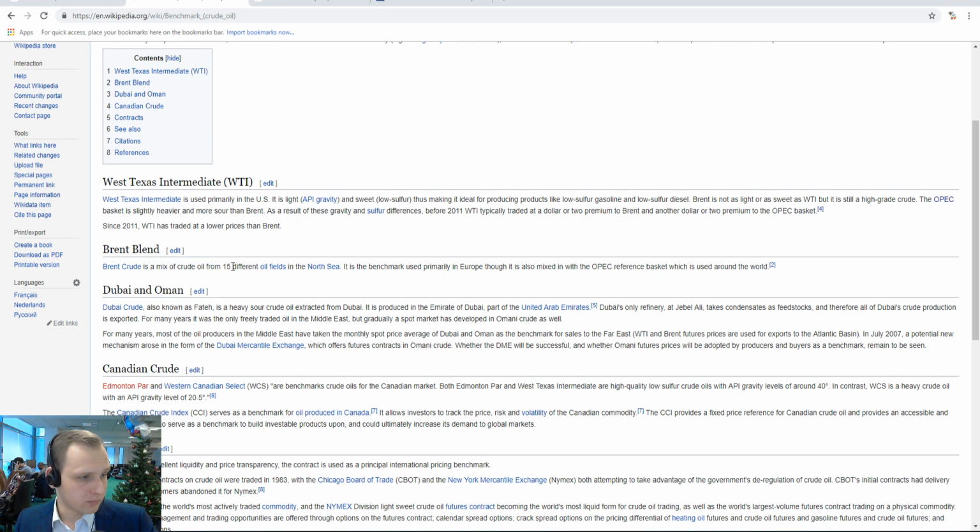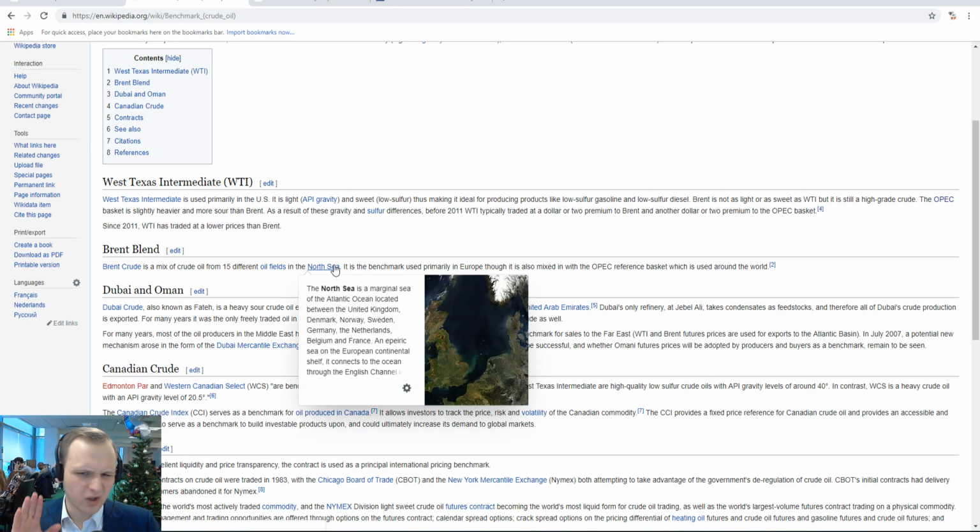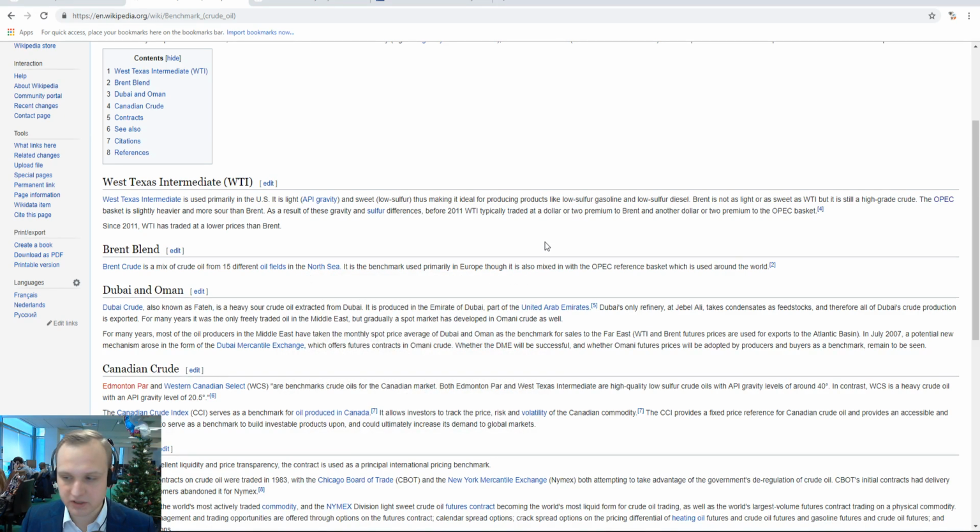Then you have the Brent Blend, oil fields in the North Sea. I'll call it the British one. This is the region, by the way. You can see it's just the map of Britain, but shifted off to the right. But that oil mostly is also Norwegian. It's a complicated topic. But yeah, you have those benchmarks. You have Dubai, Oman, and Canadian crude.